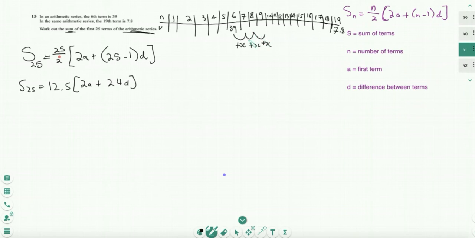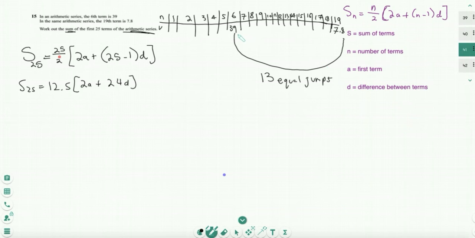So what I think to myself is, how many jumps are there between the 6th term and the 19th term? Well, from 6 to 19, there are 13 jumps. Let's double check that. 1, 2, 3, 4, 5, 6, 7, 8, 9, 10, 11, 12, 13. Yep, there's 13 jumps between the 6th term and the 19th term. And it's arithmetic, so they're all equal jumps. So 13 equal jumps.